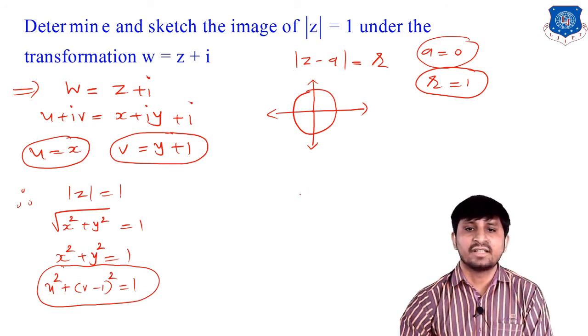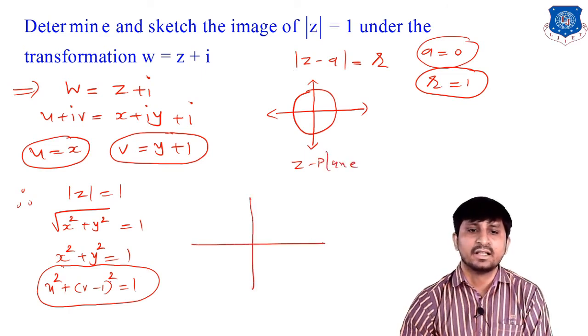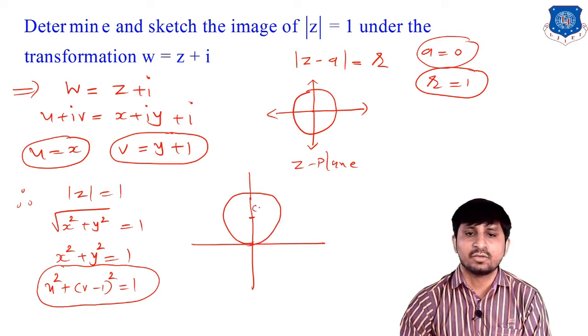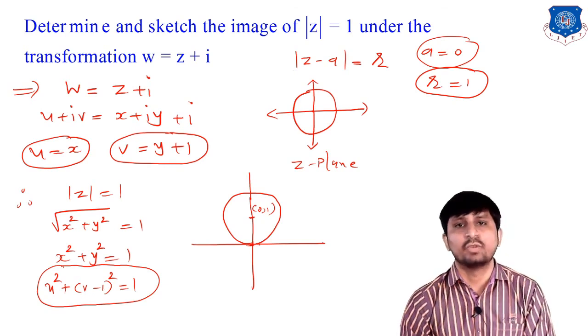So this is the figure for the Z plane, and if you want to find the figure for the W plane, (0, 1) is the center, this is my center, and the radius is also 1. So approximately this is my circle, with the center (0, 1) and radius also 1. That's why it is passing through the origin.